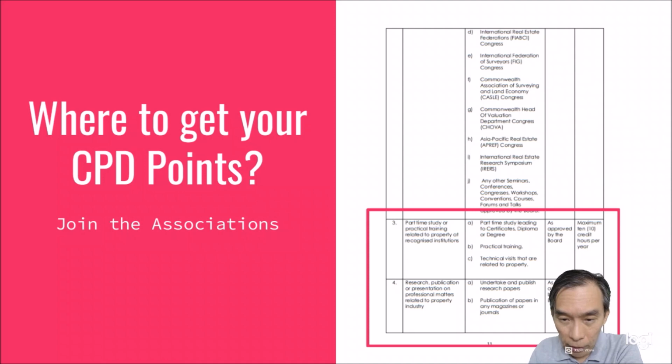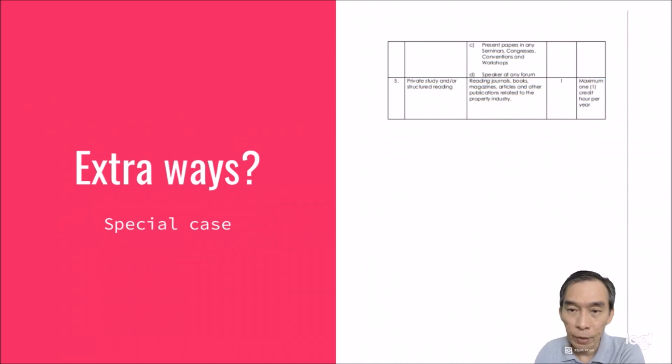Next is research and publication or presentation at professional matters related to the property industry, undertaken and published research papers, and publication of papers in magazines or journals. These are usually for lecturers in the university. So this is again a maximum of 10 CPD points. Either you are yourself studying, or you are a researcher as well as a lecturer in a higher institution.